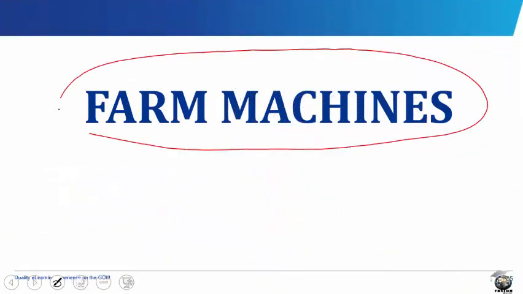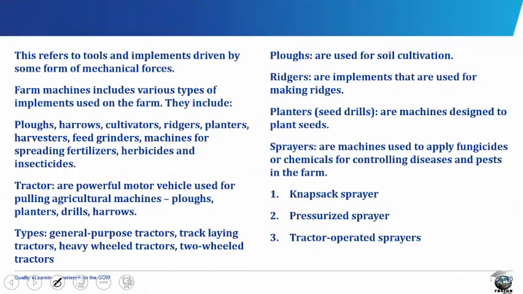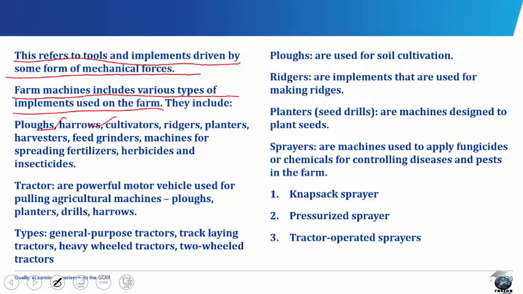Farm machines. Farm machines refer to tools and implements driven by some form of mechanical forces. Farm machines include various types of implements used on the farm. They are the plows, harrows, cultivators, ridgers, planters, harvesters, feed grinders, and machines for spreading fertilizers, herbicides, and insecticides.